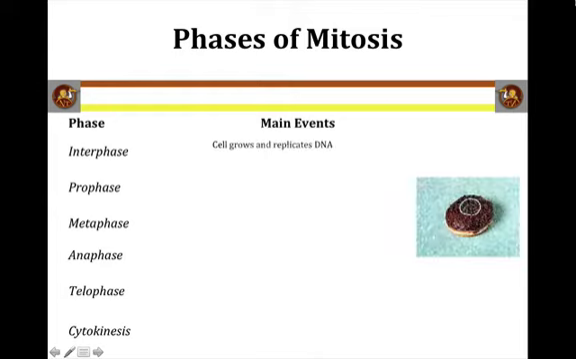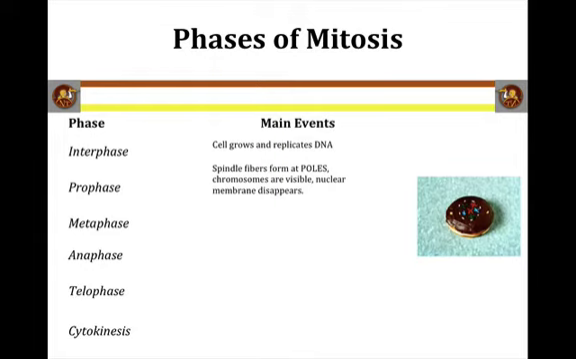So let's get started with interphase. Interphase is pretty much all the time the cell spends doing whatever it does other than making copies of itself. Okay, so this is when your cell is just existing and living and being happy as can be. It's growing and it replicates its DNA. Okay, moving on to prophase. At prophase, spindle fibers form at the poles. I've capitalized poles here because that's going to be our key word for prophase. Spindle fibers form at the poles, the chromosomes become visible, and the nuclear membrane disappears.